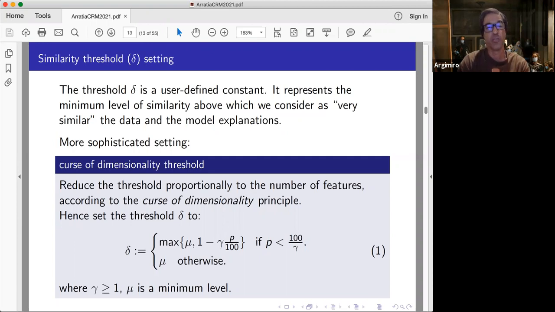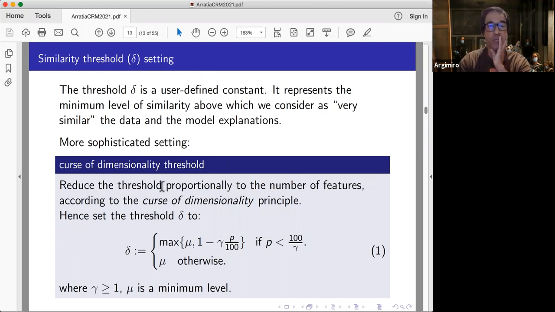One is the curse of dimensionality threshold. So we set my threshold proportional to the number of features according to this curse of dimensionality principle, which says that the error in my modeling increases with the number of features. So if you have too many features, you are very likely to get higher error. And that's why you always want to do feature reduction, okay?